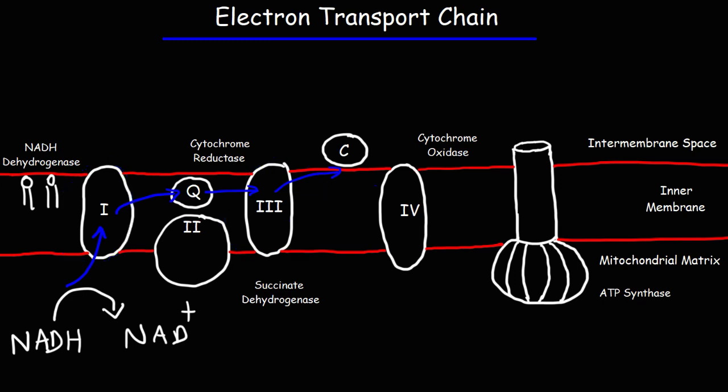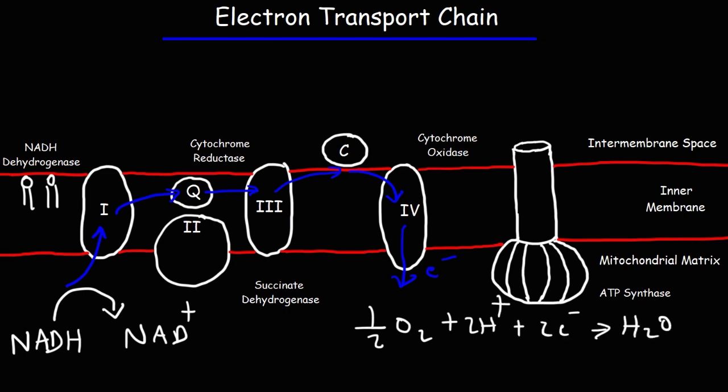Now cytochrome C is going to give up the electrons to complex 4, also known as cytochrome oxidase. This particular transmembrane protein oxidizes cytochrome C because it takes away electrons from it. Anytime you have a loss of electrons, oxidation occurs. Now the electrons will flow out of complex 4, where they're going to meet up with oxygen and some hydrogen ions to form water, which is one of the products of cellular respiration.